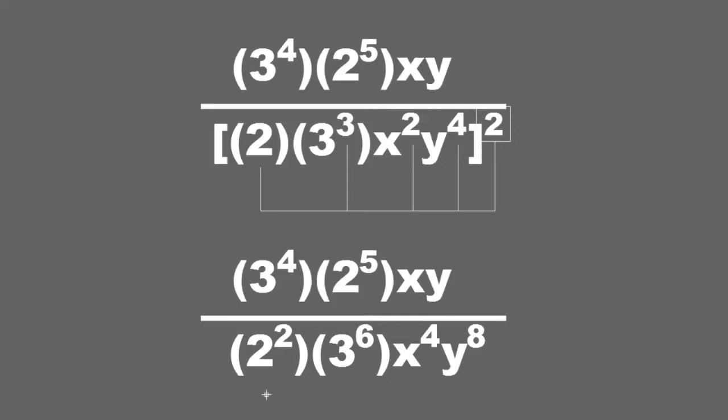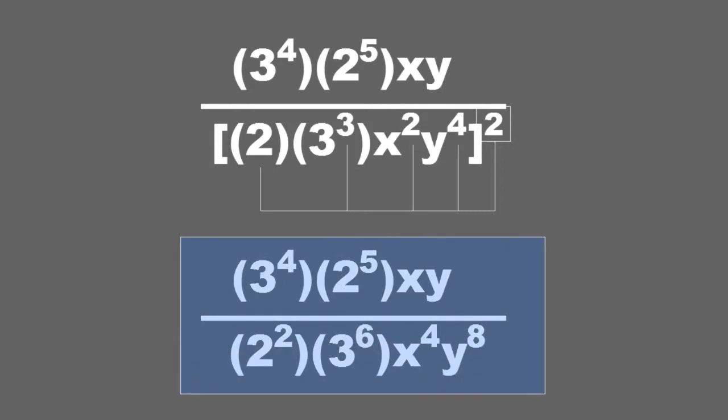So 2 becomes 2 with a new exponent, which is 2 times 1, which is simply 2. 2 becomes 2 squared. 3 becomes 3 with a new exponent, which is 3 times 2. The exponent that I already had multiplied by the exponent outside of the parentheses becomes 3 to the 6th power. X becomes x with an exponent of 2 times 2, x to the 4th power, and y, it was y to the 4th power, and that 4 multiplied by 2 becomes y to the 8th power.